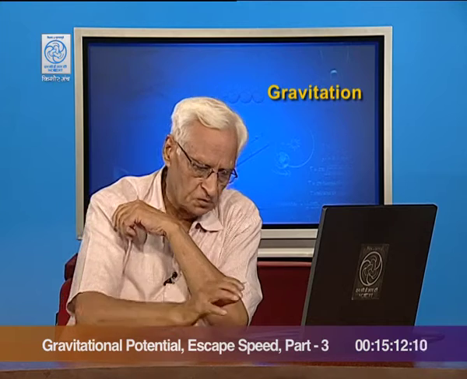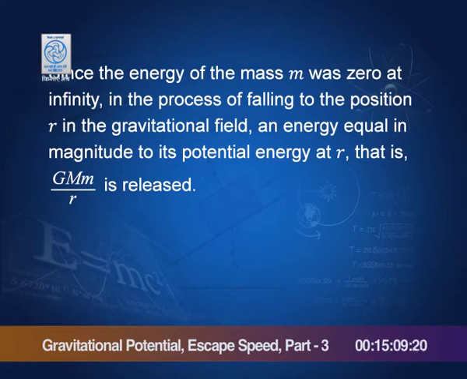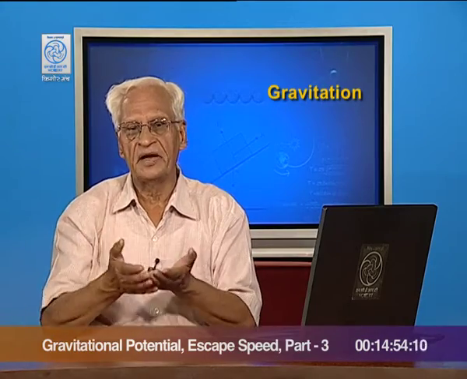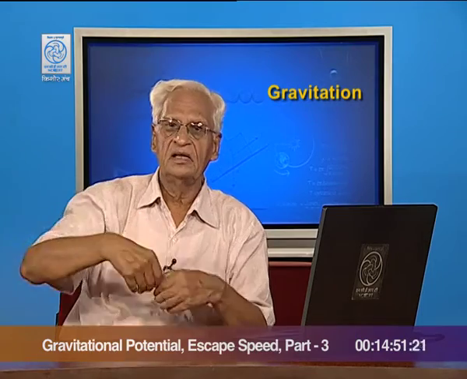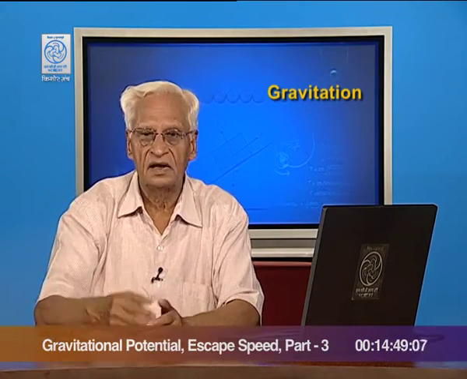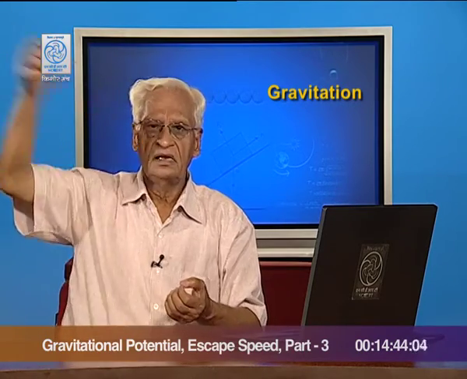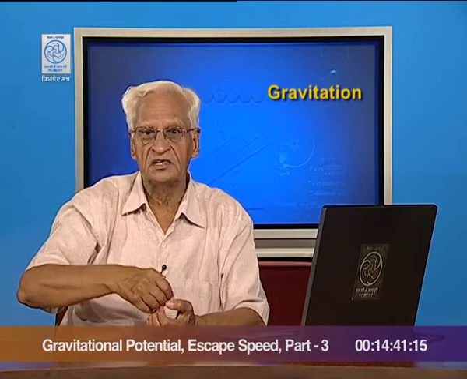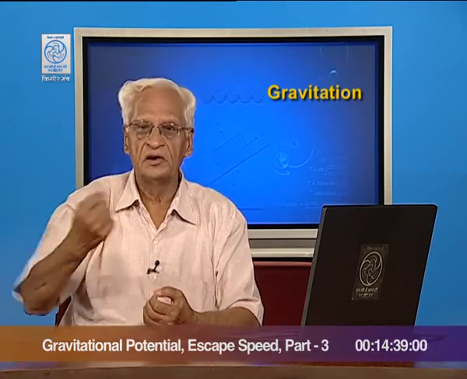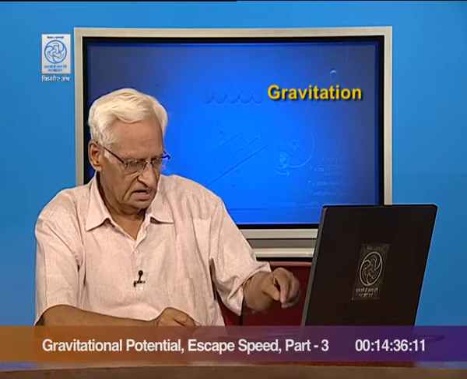And if a particle falls from B to A, then its potential energy decreases by m g h, no matter what path it follows. Now, since the energy of the mass m was 0 at infinity, in the process of falling to a position r in the gravitational field, an energy equal to the magnitude of its potential energy at r is released. Since the potential energy is G M m by r, when it falls from infinity, this energy is released. We have already seen this in the earlier lecture: when a particle falls in the gravitational field, it loses potential energy, but gains other forms of energy, including the energy that it releases.